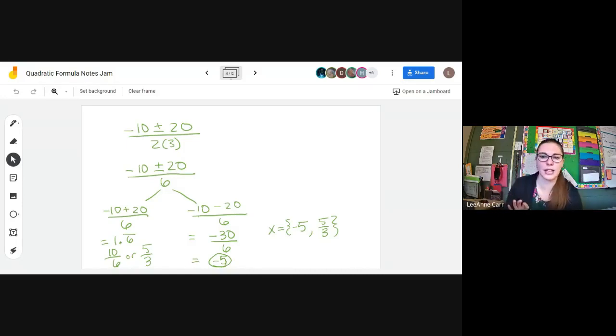Can I get a scale of 1 to 10 where we're at? I know this was a long problem, but at the heart of it, all we did was plug in A, B, and C, and then simplify. Okay, I'm not seeing any 1s or 2s, so that is solid for me. Seeing a scary formula for the first time.